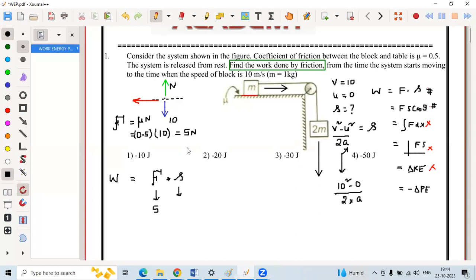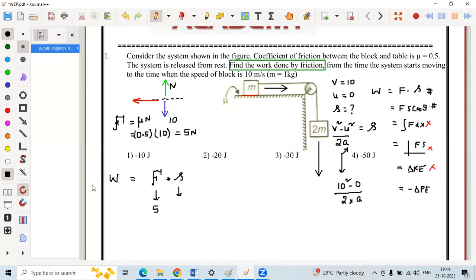If only I know that A, problem over. If I find A, I'll get S. If I get S, I'll substitute here. If I substitute in F and S, I'll get work done. That's all. This is the linking of the problem.